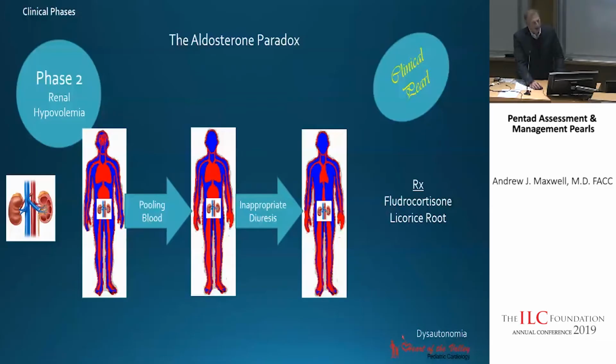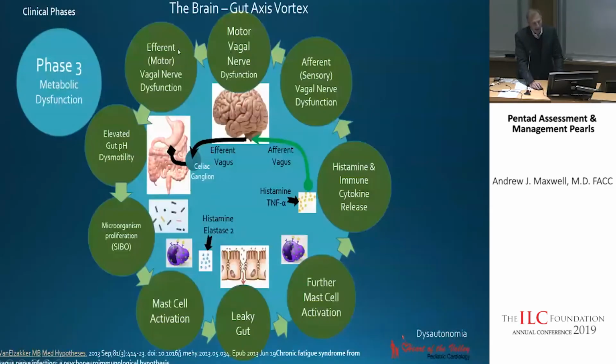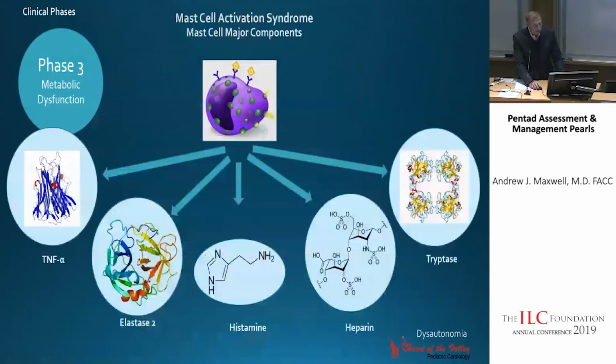Okay, I talked yesterday about this brain-gut vortex that explains how mast cell activation gets into the picture of dysautonomia, and eventually how that leads to other things, which I'll show slides of too. But if we talk about mast cell activation syndrome, I mentioned how I believe elastase 2 is a huge component of this.